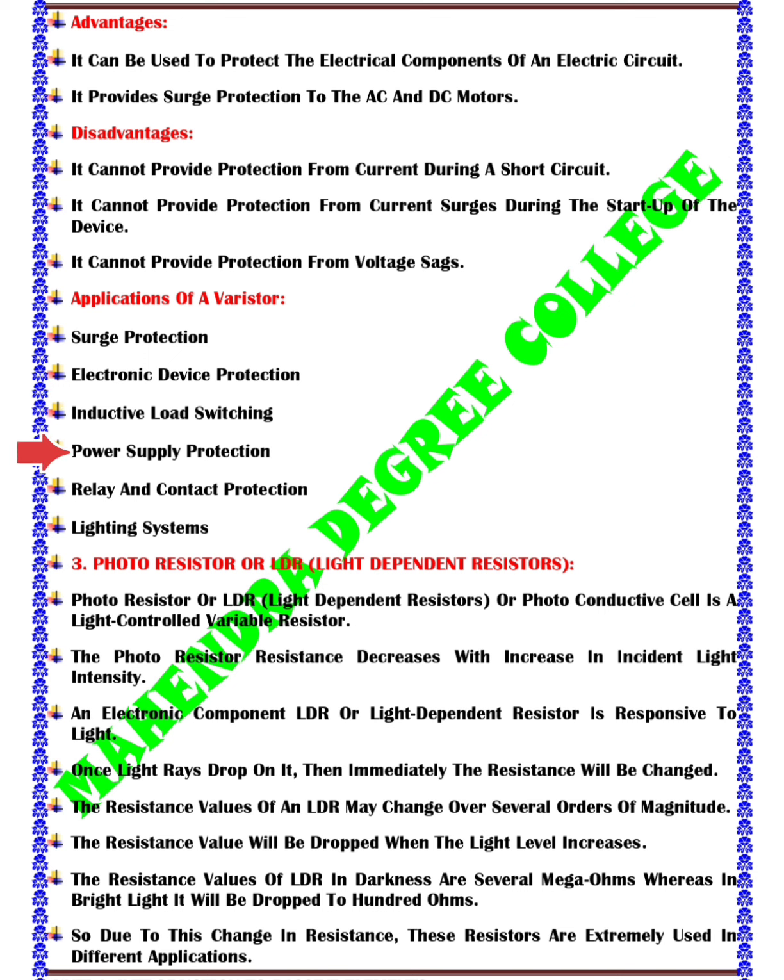Fourth one, power supply protection. It means, power supplies often face input voltage fluctuations. A varistor at the AC input line suppresses voltage surges, preventing them from reaching the rectifier and voltage regulation stages.